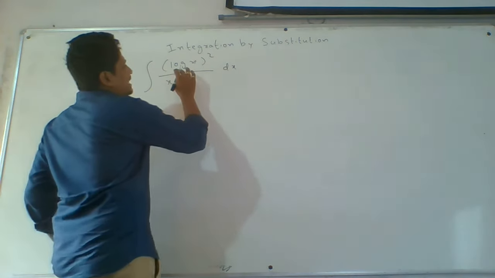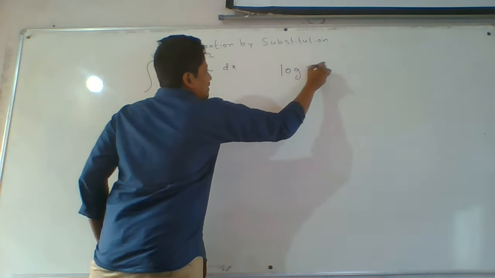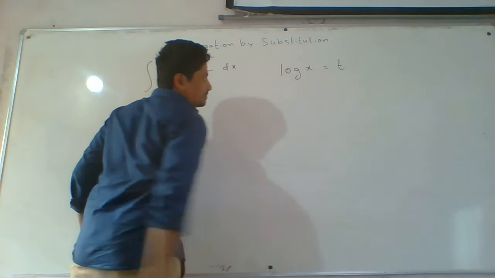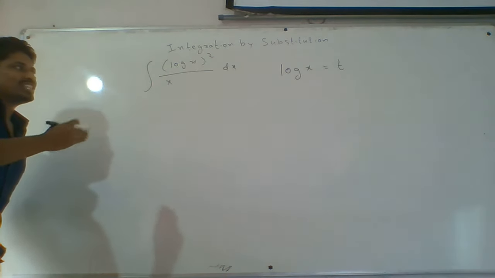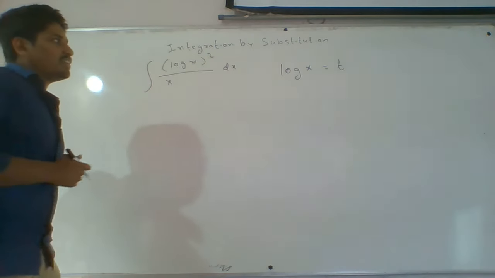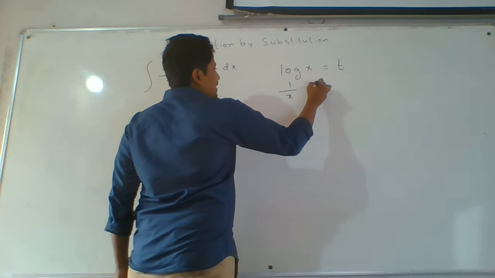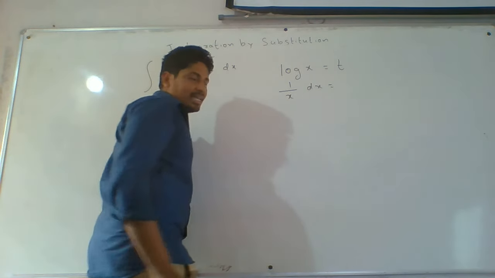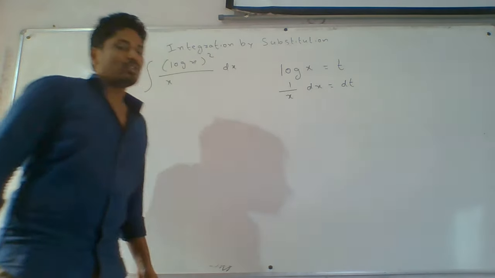Suppose we consider log x as t. Now do derivative with respect to variables on both sides. Here you will get 1 by x dx equals dt.